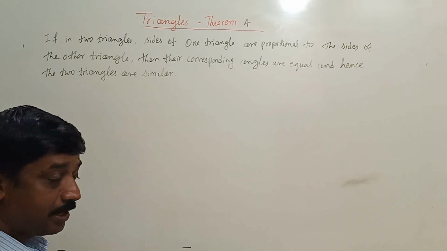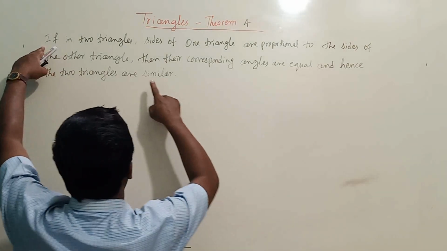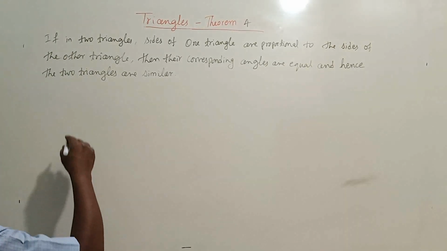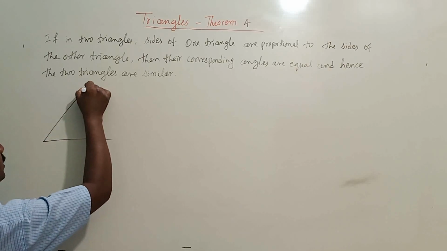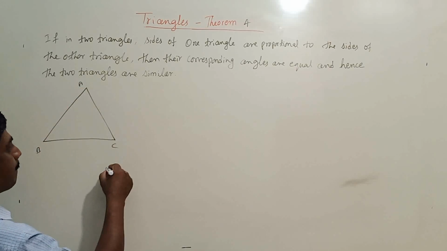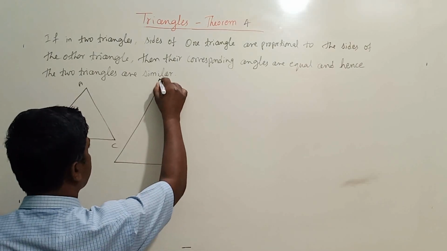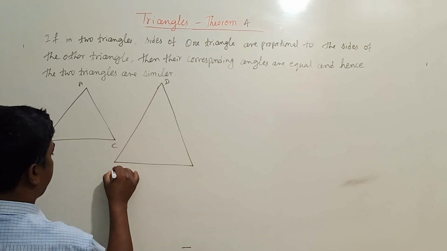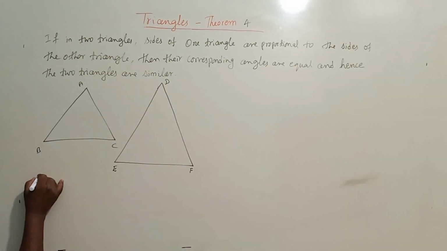Alright. So I gave you a hint that starting with "if" and the comma, it is given. After that, to prove. So let me take the help of the two triangles as usual. This is triangle ABC given, and another one, the bigger triangle. This is DEF given.